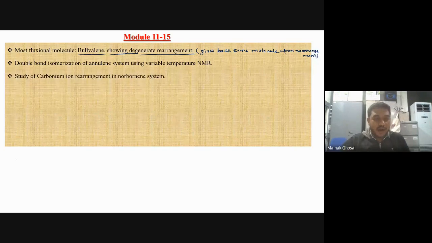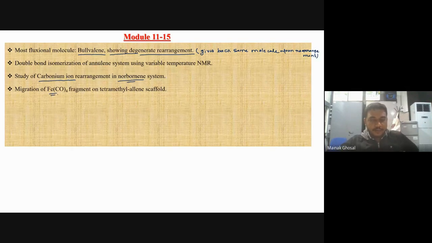Also, you can study carbonium ion or carbocation rearrangement in a non-classical system, which is another bicyclo kind of system. You can monitor it and see 3 types or 2 types of different carbons, and from there you can easily determine whether it is going through any intermediate or not. Also, in the Fe(CO)4 fragment, movement you can monitor for this tetramethylallene kind of system.